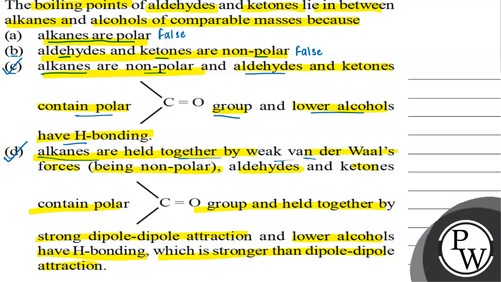By weak van der Waals forces, being nonpolar, aldehydes and ketones contain a polar carbonyl group and are held together by strong dipole-dipole interaction, and lower alcohols have hydrogen bonding, which is stronger than the dipole-dipole interaction. So both of these statements are true, and this is the correct explanation why the boiling points of aldehydes and ketones lie between the alkanes and alcohols of comparable masses. I hope you understood the question well. Best of luck.